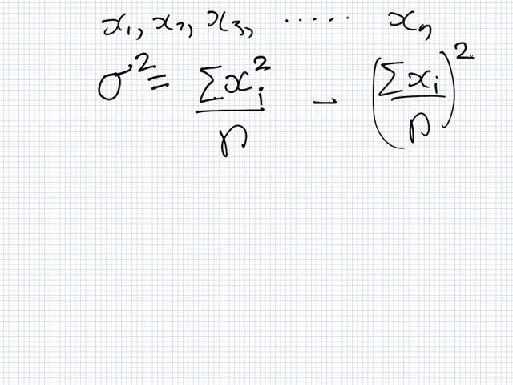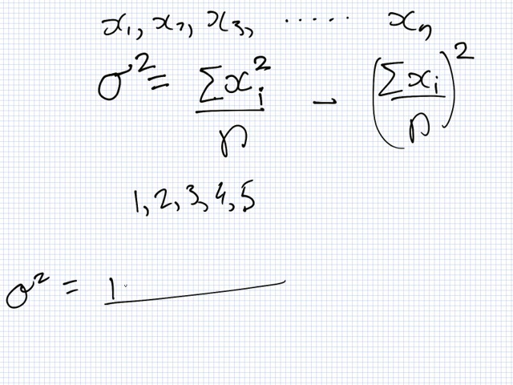Got that? Yes. Let's have a look at an example. Let's take the example of the numbers 1, 2, 3, 4, 5. Okay? So what we do first is we add up all the squares. Yeah, 1 plus 4 plus 9 plus 16 plus 25.